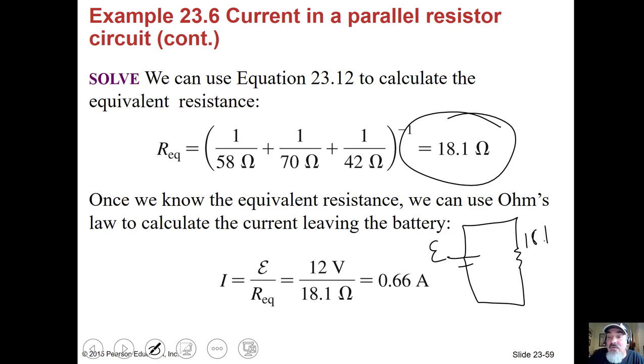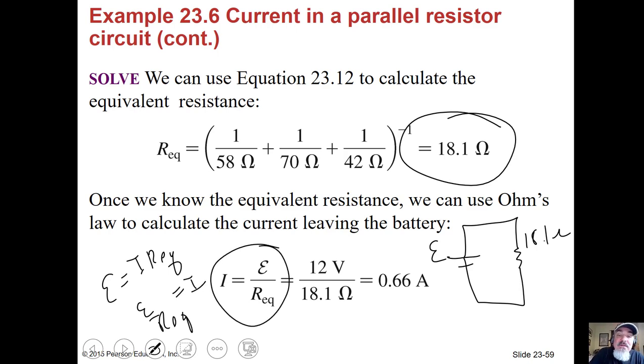18.1 ohms. And then you can get the current from Ohm's law. So squiggly E is I times R equivalent. So then squiggly E divided by R equivalent turns out to be I. That's what you see here. So 0.66 amps. Now if you keep adding more and more resistors in parallel, the overall resistance goes down and the current goes up. So if you ever blow a breaker at your house, you have too many things plugged in, so the overall resistance is less.